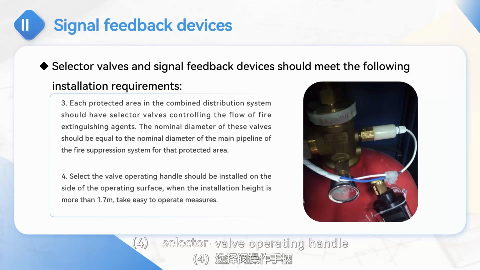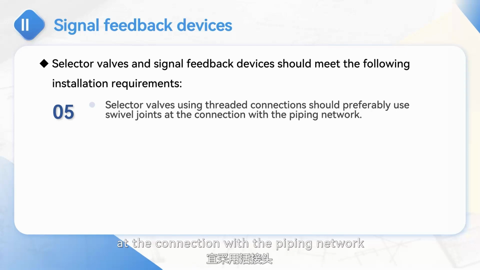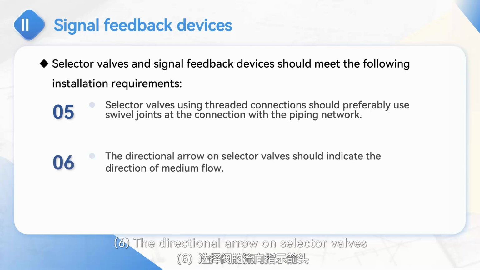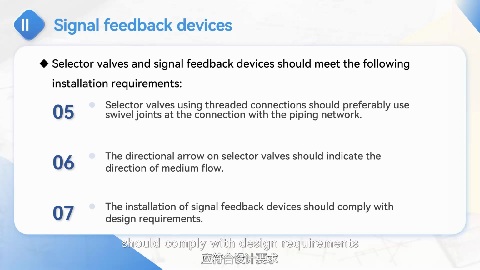4. Selector valve operating handle should be installed on the side of the operating surface. When the installation height is more than 1.7 meters, take easy-to-operate measures. 5. Selector valves using threaded connections should preferably use swivel joints at the connection with the piping network. 6. The directional arrow on selector valves should indicate the direction of medium flow. 7. The installation of signal feedback devices should comply with design requirements.